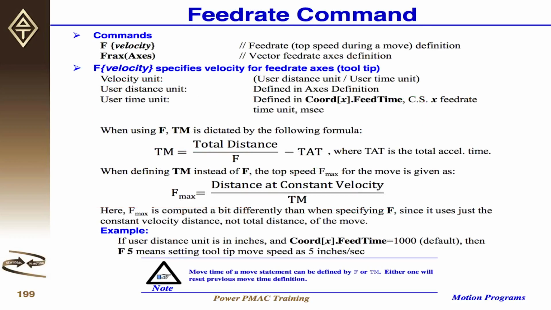To compute the total distance that your tooltip is moving, you can use the Pythagorean theorem. Total distance is the square root of the sum of squares of all axes involved in your move command. So if you're using x, y, and z, it's just the square root of x squared plus y squared plus z squared.